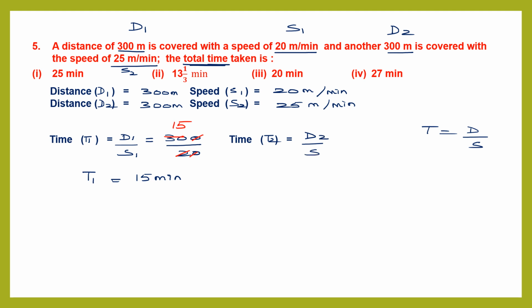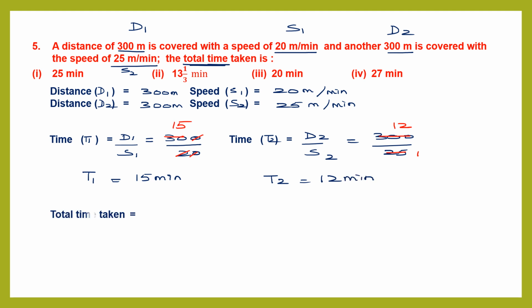So distance 2 by speed 2, which is equal to distance is 300 meters and speed is 25 meters. So when you cancel this, we say 25 ones, and here 25 into 12 is 300. So we have found time 2. So time 2 is 12 minutes.